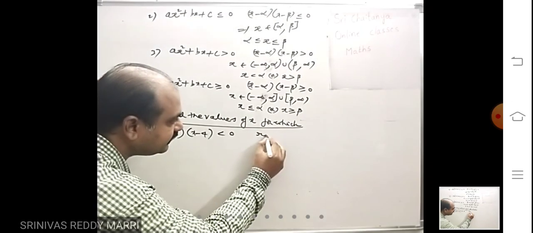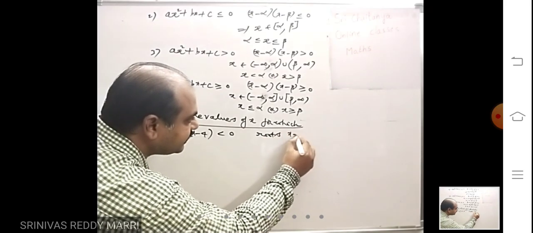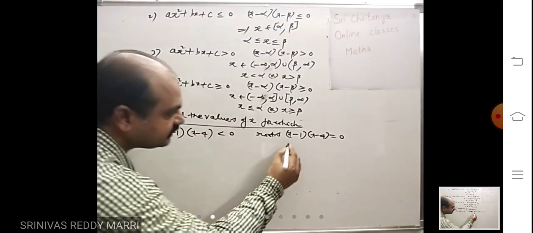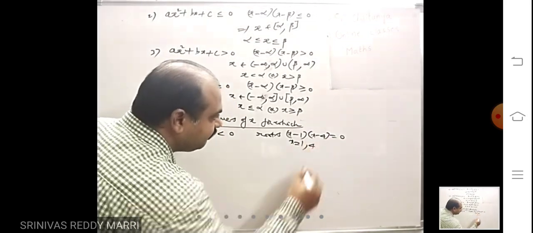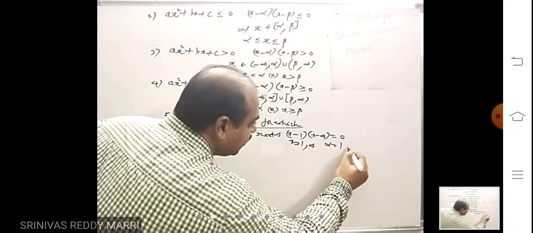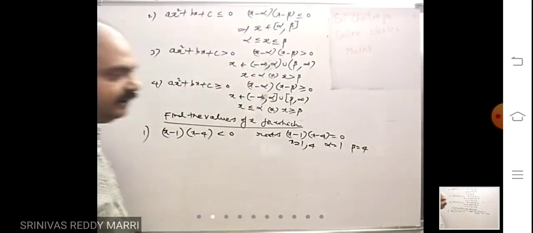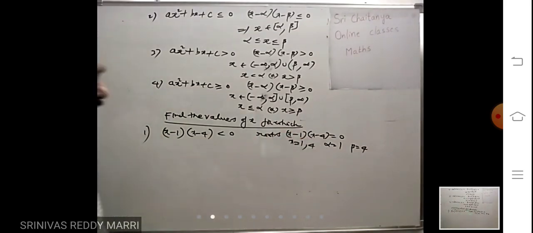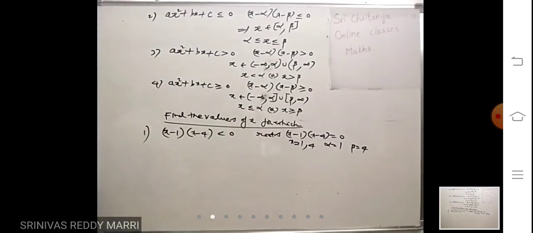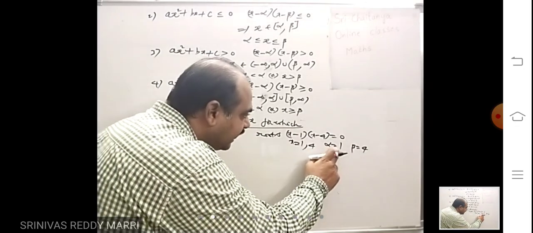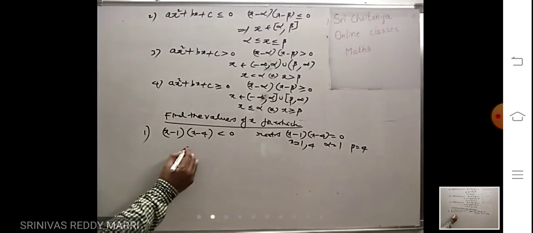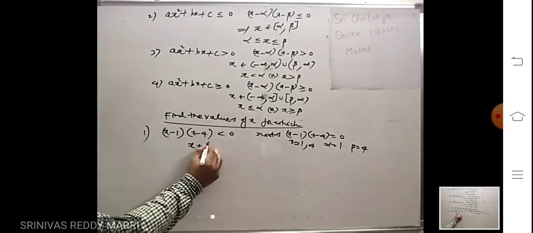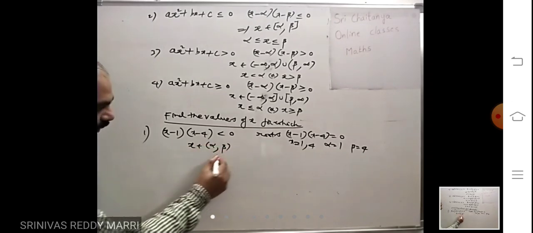Roots. First we have to find the roots. Equate the left hand side to 0. What are the roots? 1 comma 4. So alpha you take the smaller one, beta you take the greater value. So directly you will get x equal 1 comma 4. Pick up the smallest one as alpha, the biggest one as beta. Now what is the answer? This is less than 0, that means x belongs to alpha comma beta.